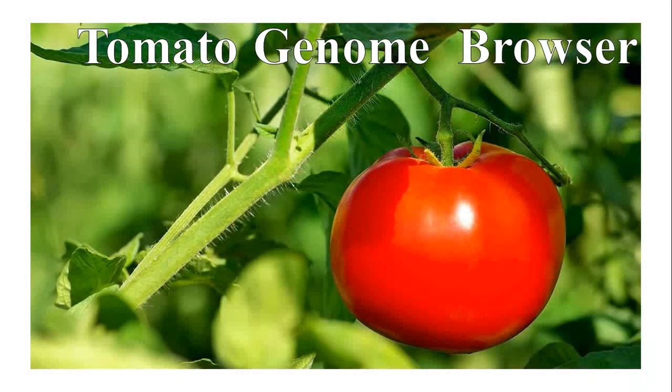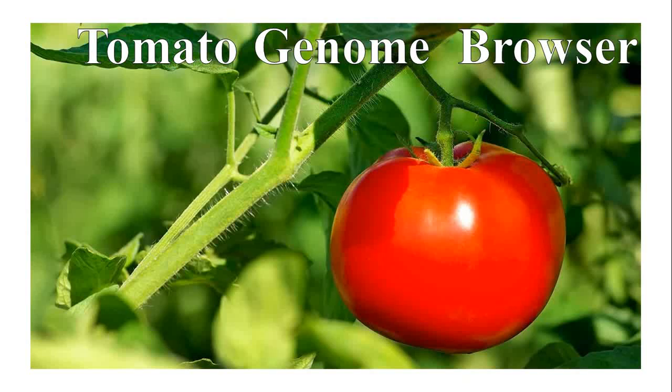In this video, we are going to see how to work with the genome browser for tomato crop. Before moving on to the genome browser, let's see some basics. First, a genome is one haploid set of chromosomes, or one organism's complete set of DNA, including all of its genes.